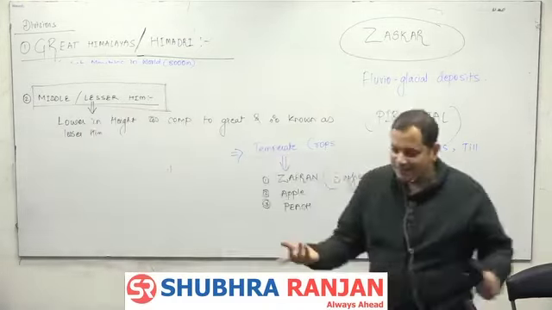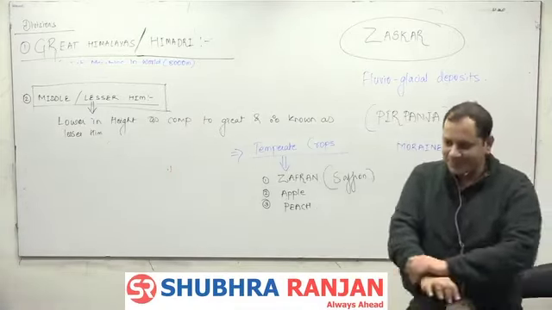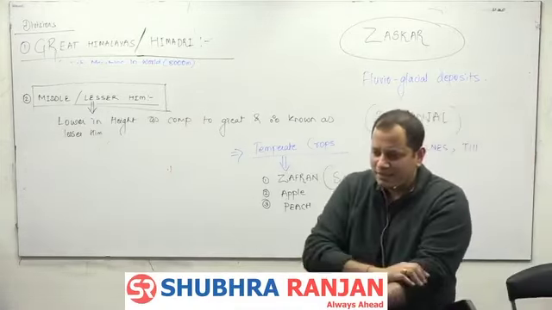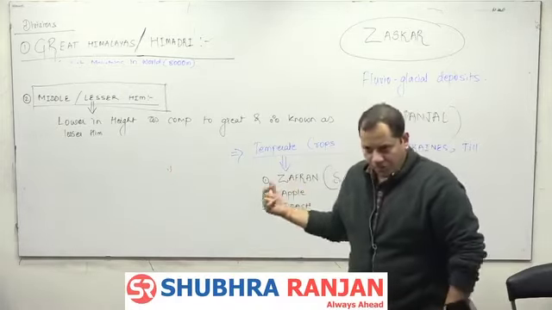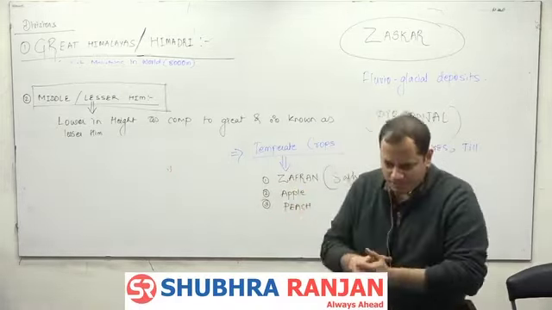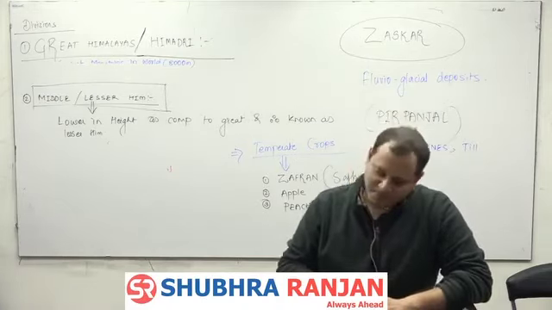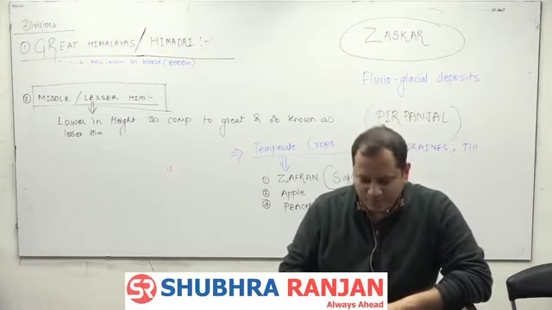ताल मतलब lakes, तालाब. नैनीताल, भीमताल, Valley of Flowers के आसपास सारे ये जो ताल हैं. Fine. Next point.